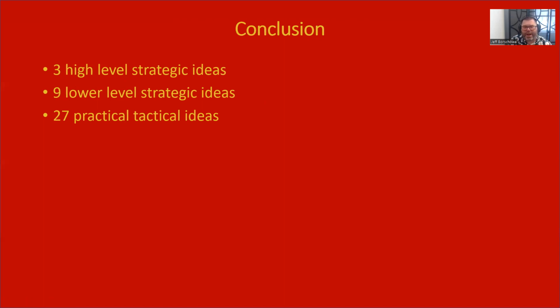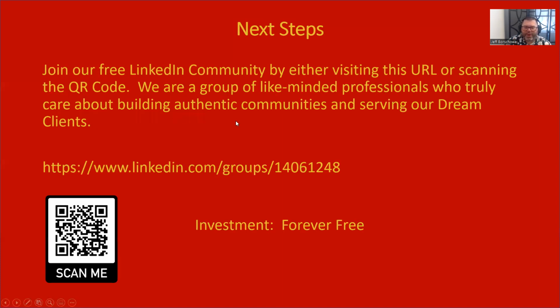We always do a wrap up, and we say, today we've talked about 3 high-level strategic ideas. You might want to list them out. We've talked about 9 lower-level strategic ideas. List them out. I wouldn't list the 27 practical ideas. Then you'd usually have a question slide, and then I go straight into next steps. And so I'd like to let people know how they can work with me.